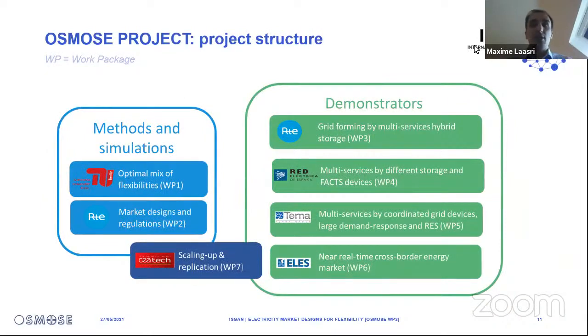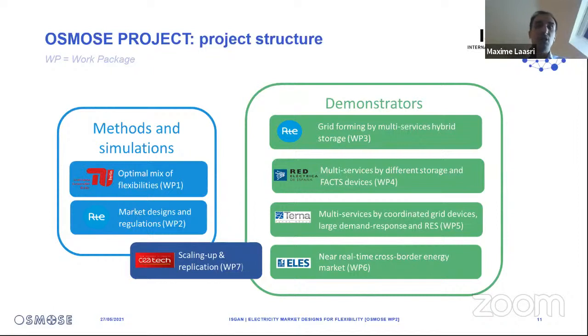The work of the project is compartmentalized into 2 different categories. So on the right side of the screen, you can see we have the demonstrators. So we have 4 work packages. WP stands for work package. We have 4 work packages that are dedicated to testing in real life flexibility solutions or software solutions related to flexibility on the field. And on the left side of the screen, you have more methodology and simulation-oriented work packages.